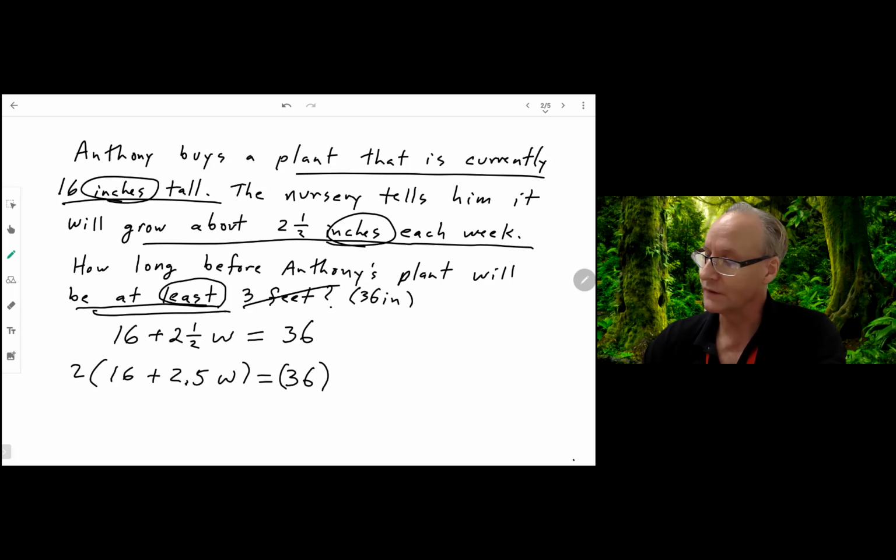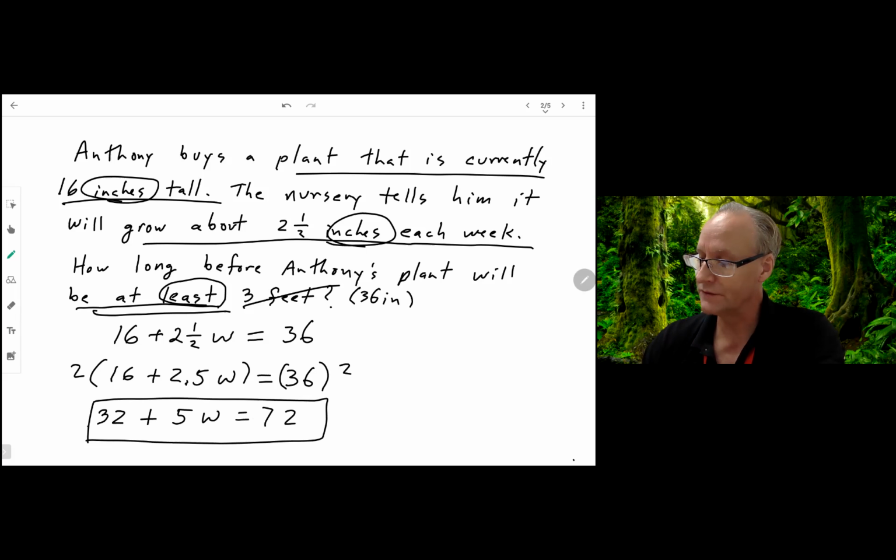And so this equation could be written as 2 distributed gives me 32 plus 5W is equal to 72. This equation is equivalent to the one that you see up above here. And either one of those is fine. You could solve either one to solve the problem. And I'm sure most of you can solve it.